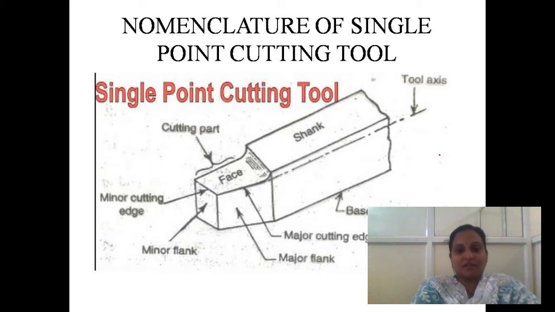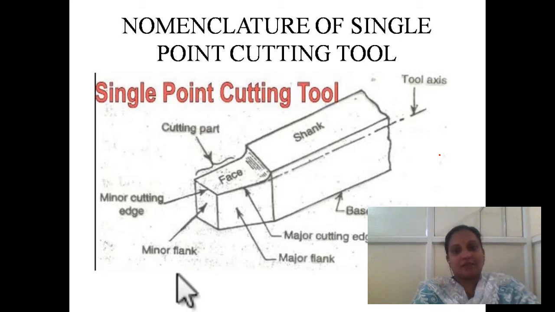We are discussing Unit 1 from Metrology and Machine Tools. This is the last class, the last part of Unit 1. In today's class, let us discuss the nomenclature of a single point cutting tool.